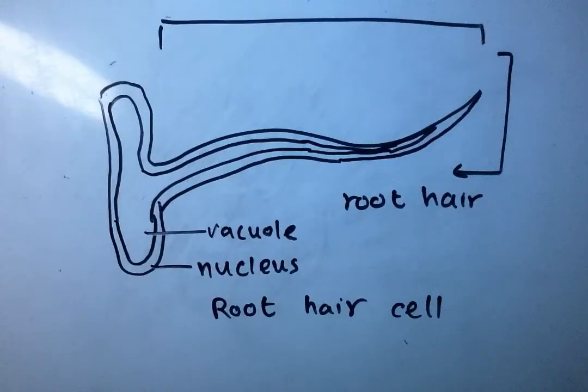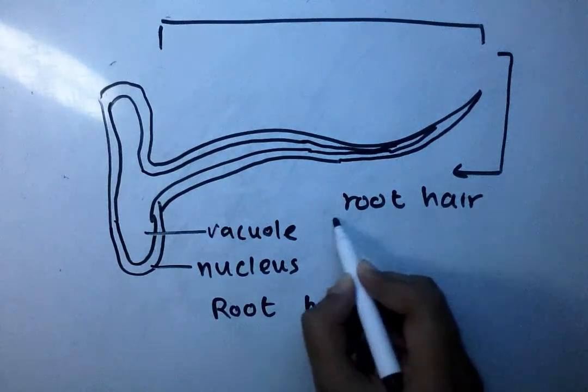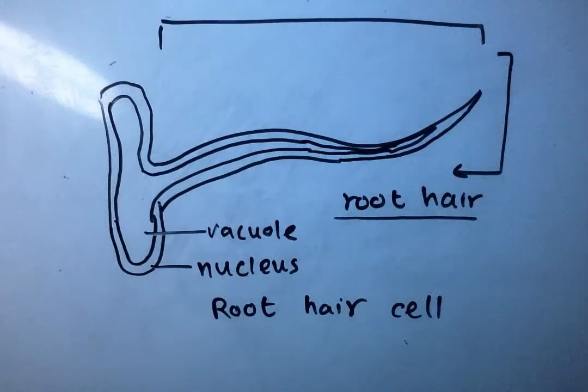Now this is a root hair cell. It is a differentiated cell, or a specialized cell. Being long and narrow, the root hair cell increases the surface area to volume ratio of the cell for efficient absorption of water and mineral salts from the soil. So this means that this particular cell has specialized itself so that it can absorb more water and mineral salts from the soil.